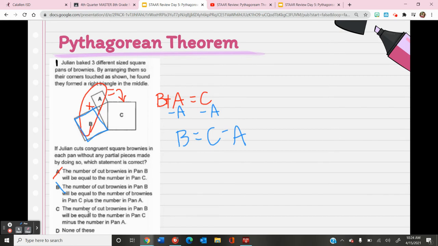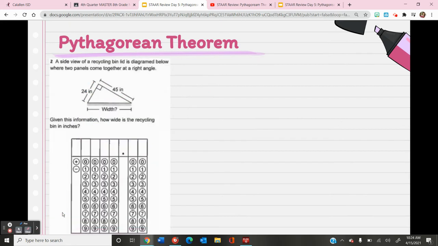Then choice C says the number of cut brownies in pan B will be equal to the number in pan C minus the number in pan A. That is true. So here C is my answer. So now let's look at number 2.